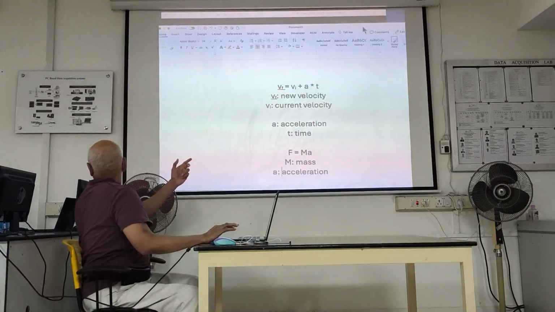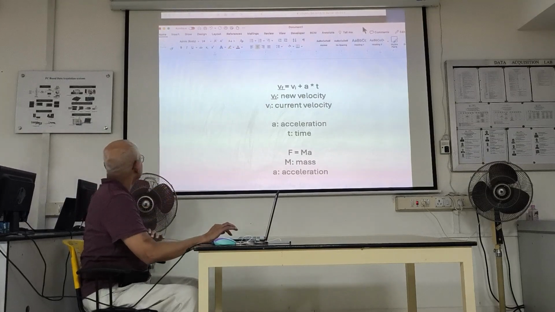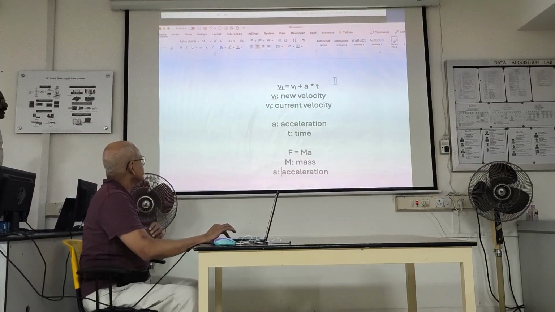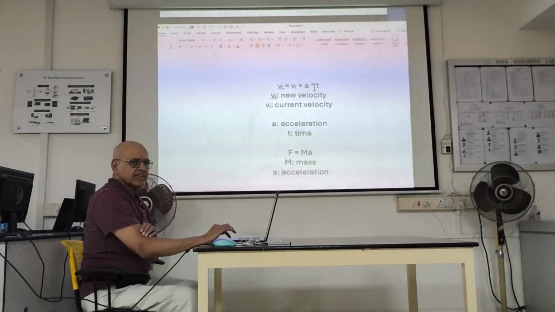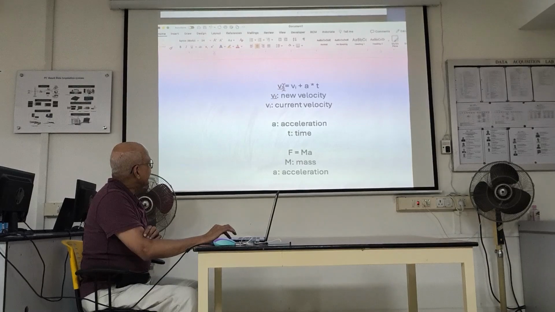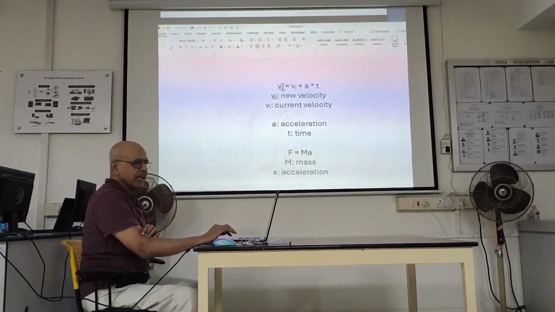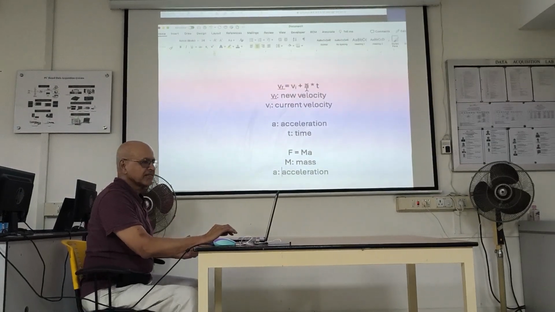I avoided writing on the board by creating the same equations here. So you remember this equation from physics that if your initial velocity is vi and your final velocity is vf, then the way to get from initial velocity to final velocity is through an acceleration, right?